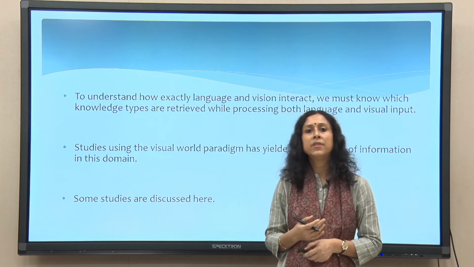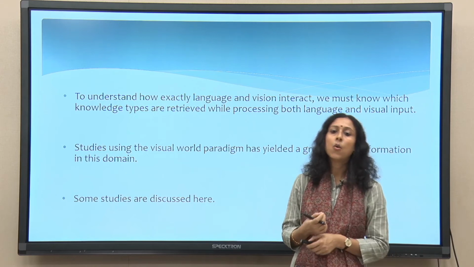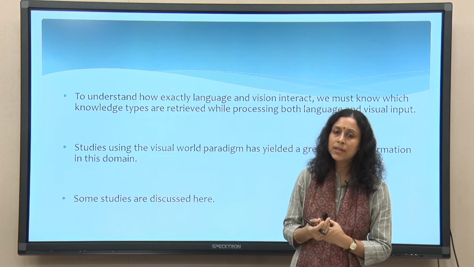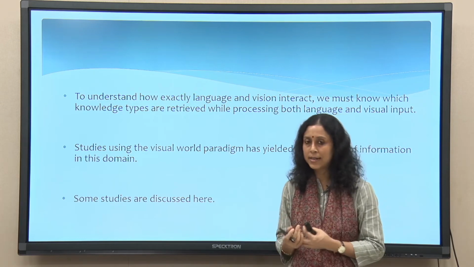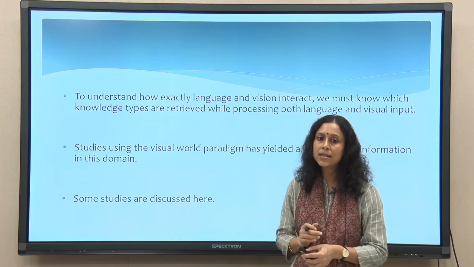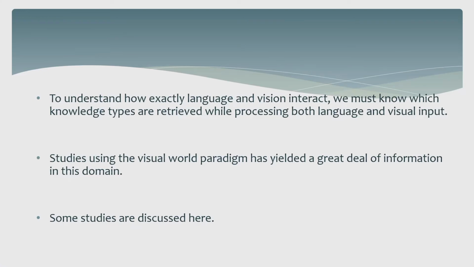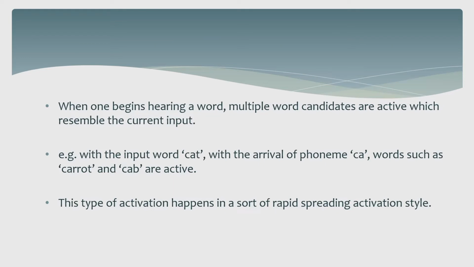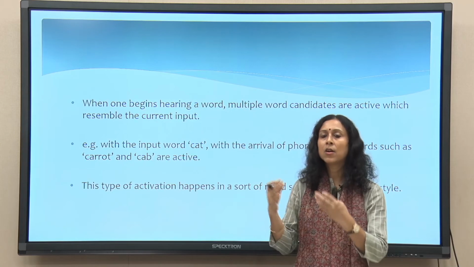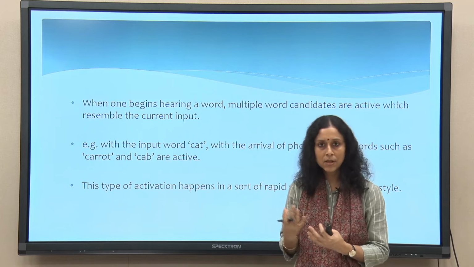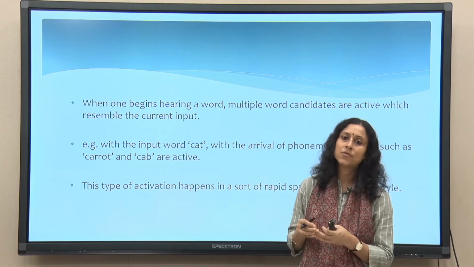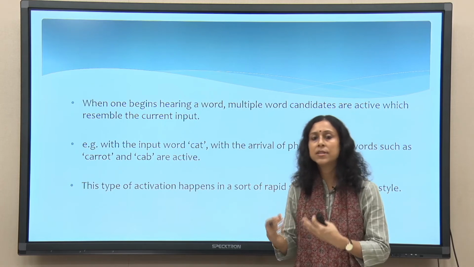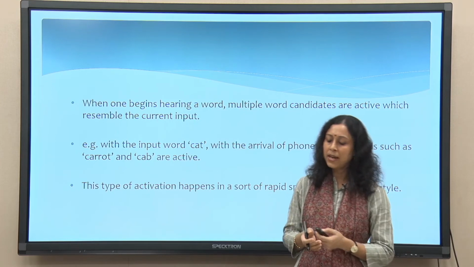To understand how exactly language and vision interact, we must know which knowledge types are retrieved while processing both language and visual input. It is fine, we know that there is an interaction, but what kind of input system is retrieved, what is activated while we are looking at a particular scene, is what takes us to the finer nuances of this relationship. The visual world paradigm has yielded a large amount of empirical evidence to look at this domain more carefully. One area is word object mapping. You hear a word and there are objects displayed on the scene, and various processes work, for example the phonological, the syntactic, the semantic, the perceptual understanding of that object, and so on, and they guide our visual attention on the objects displayed on the scene. How does the interaction really work?